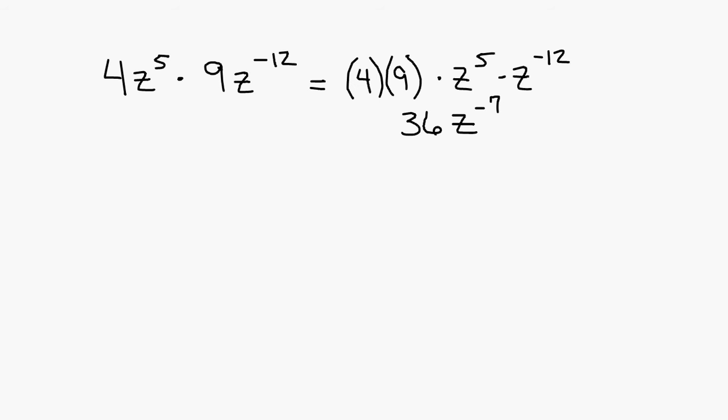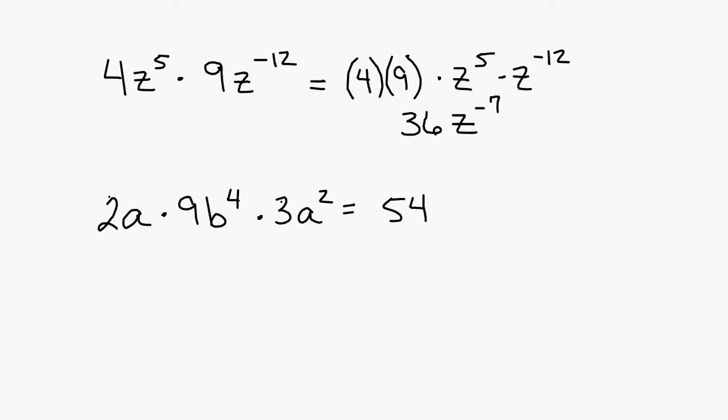Next, we have something times 9b to the 4th times 3a squared. In this case, same rules. You would multiply the 2 times the 9 times the 3 first. And 2 times 9 is 18. And then 18 times 3 is 54.